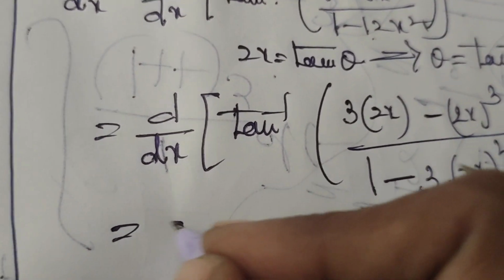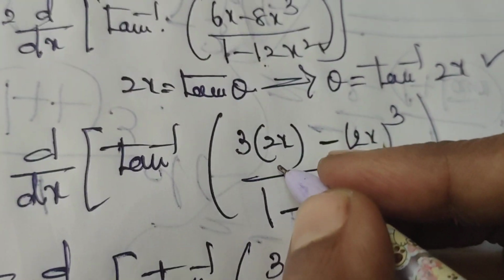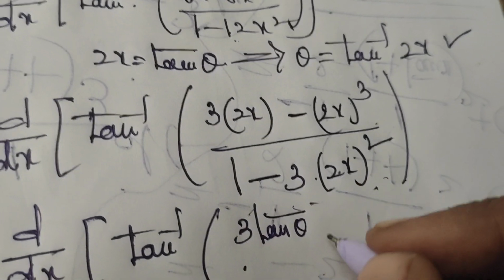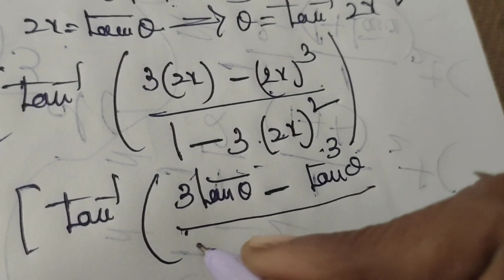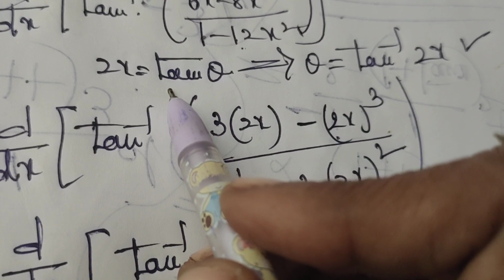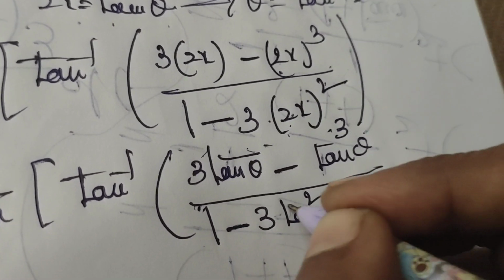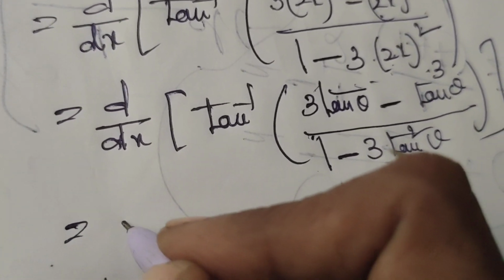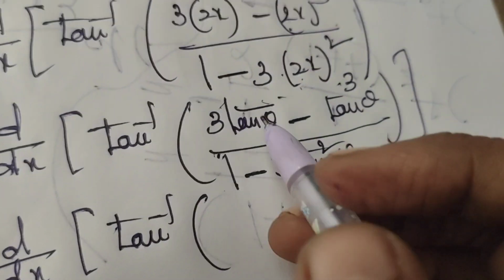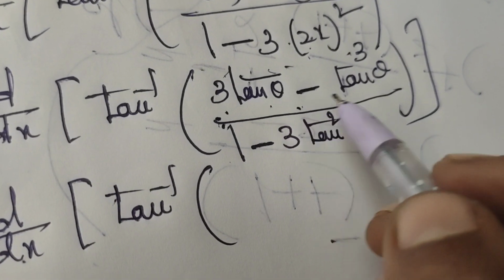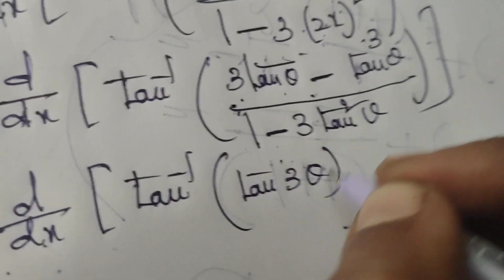Okay, next d by dx of tan inverse of 3 into, in place of 2x substitute tan theta, minus 2x means tan theta whole cube, we write tan cube theta, by 1 minus 3 into, in place of 2x again, tan theta whole square, or tan square theta. Okay, now that equals d by dx of tan inverse of, according to the trigonometric formula, 3 tan theta minus tan cube theta by 1 minus 3 tan square theta means tan 3 theta. This is the standard formula.